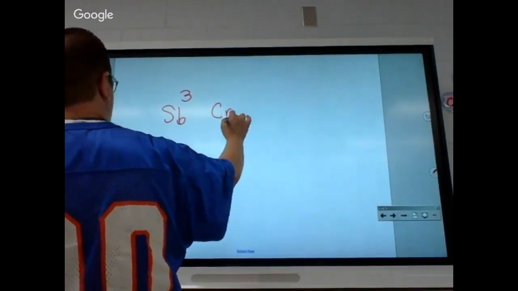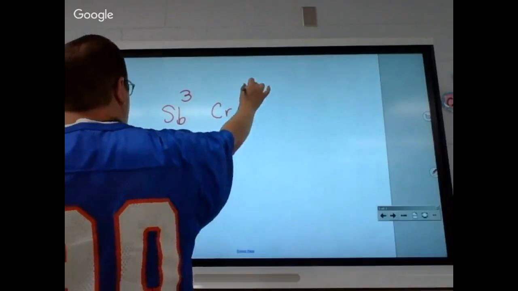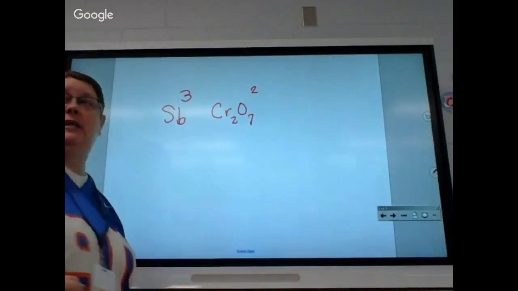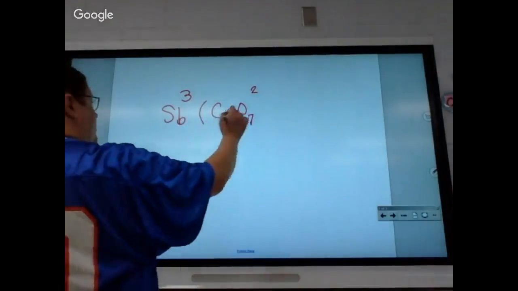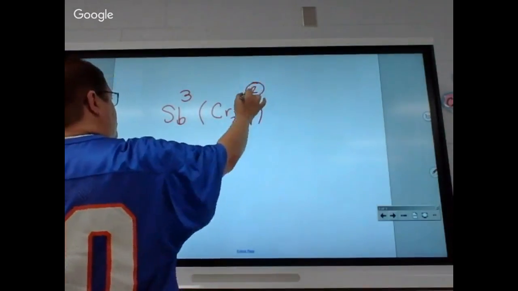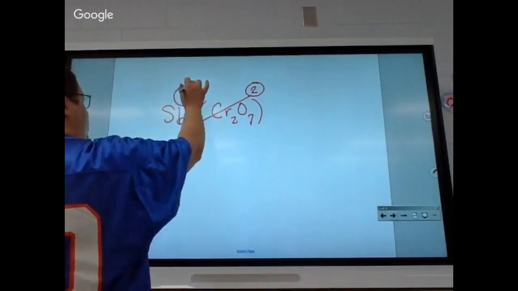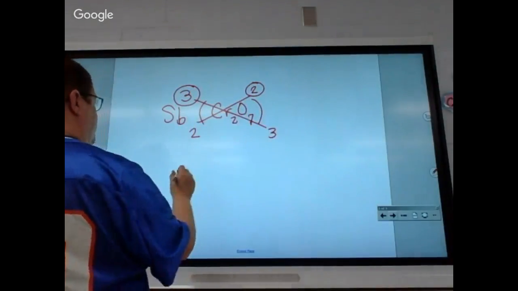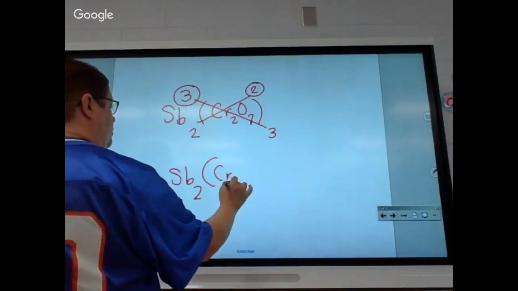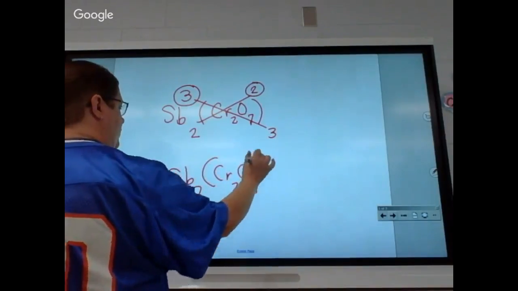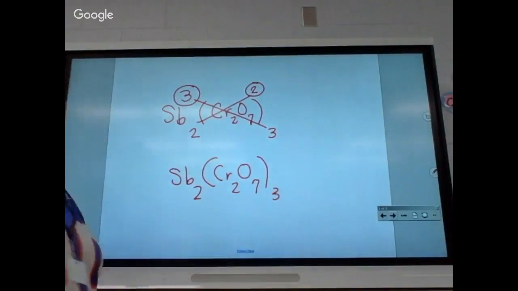Dichromate is Cr2O7, and it has an oxidation number of 2. It's a particular polyatomic ion. Put it in parentheses. Bring your 2 down. Bring your 3 down. So you get Sp2(Cr2O7)3.